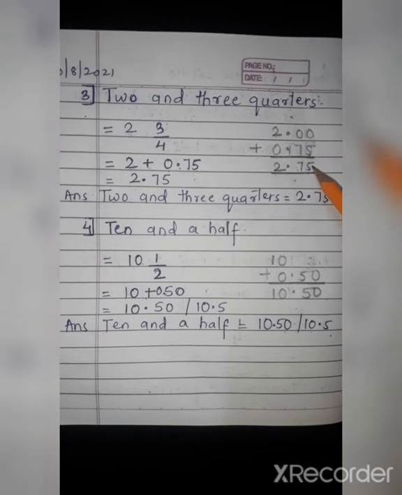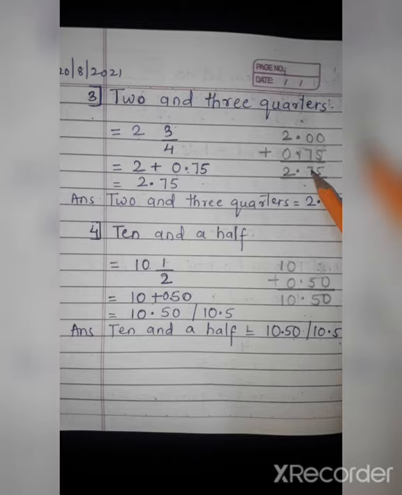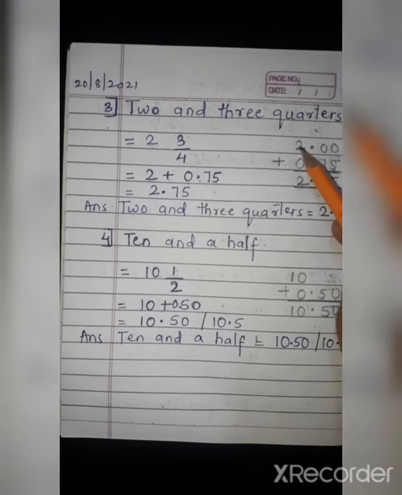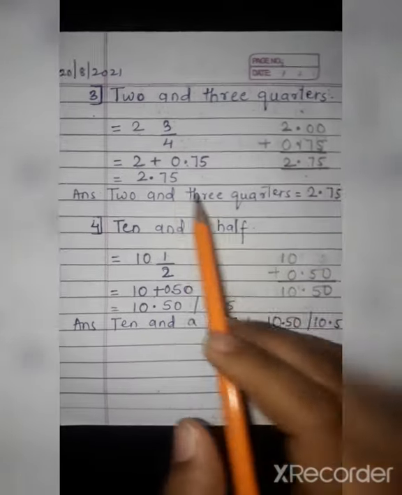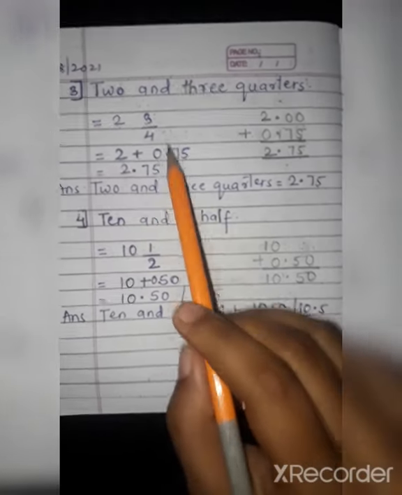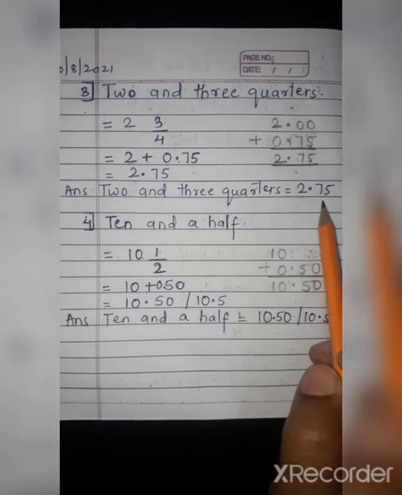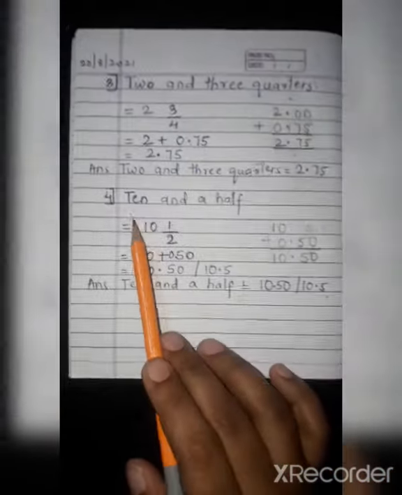0 plus 5 is equal to 5. 0 plus 7 is equal to 7. Decimal point we will write as it is. 2 plus 0 is equal to 2. So what answer did we get? 2.75. So 2 and 3 quarters is equal to 2.75.